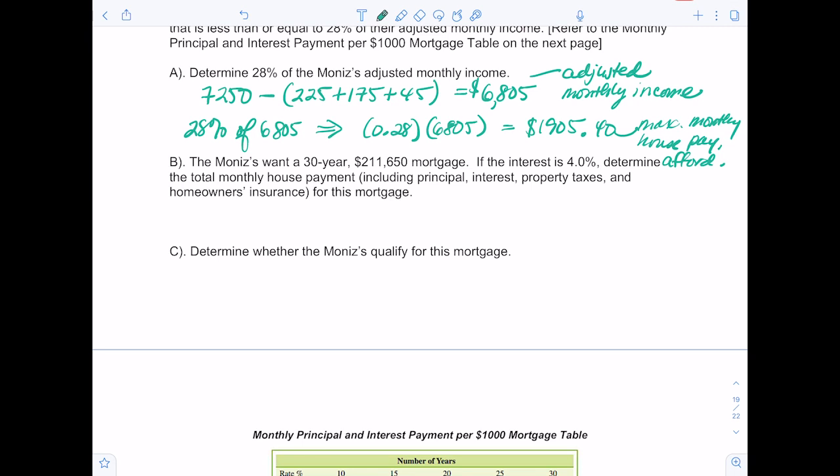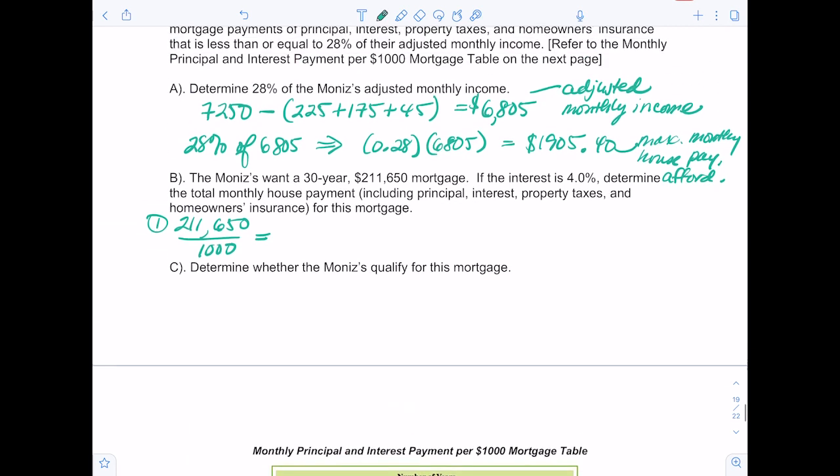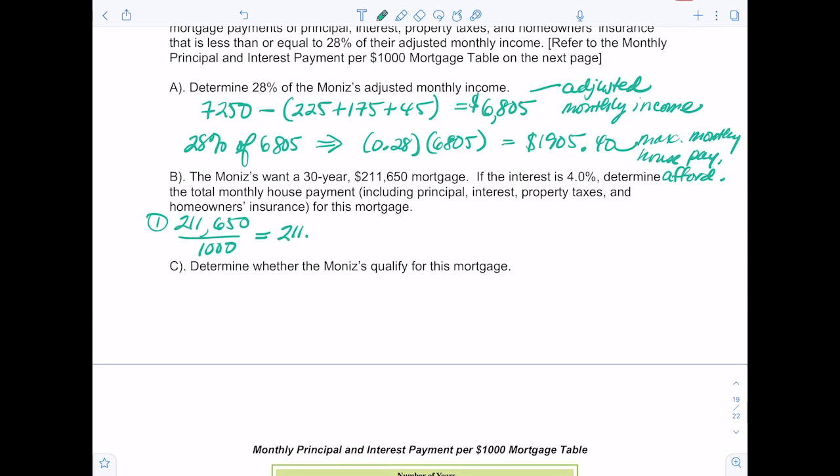Okay, so the first thing I need to do is take the mortgage amount, which is $211,650, and divide that by 1,000. It's the number of thousands of dollars of the mortgage. Okay, and when you divide that, that just gives you 211.65. So that 211.65 is the number of thousands of dollars of the mortgage.